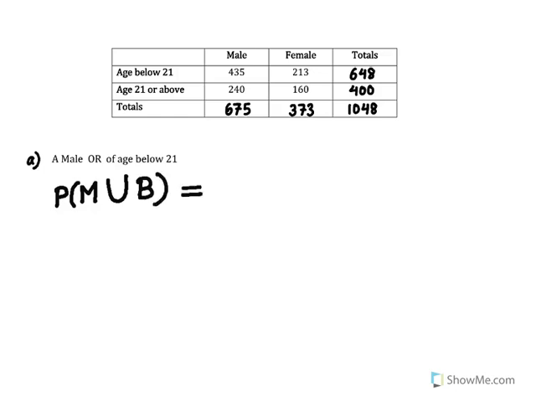So now this is an or probability, so you have to add the probabilities of male plus probability of age below 21, and you ask yourself now, do we have males whose age is below 21? So do we have a male and age below 21? Yes, and you can see that we have it here. Those are the males and age below 21. Because of this, these events are not mutually exclusive, so we have to subtract the probability of the intersection. So probability of M and B.